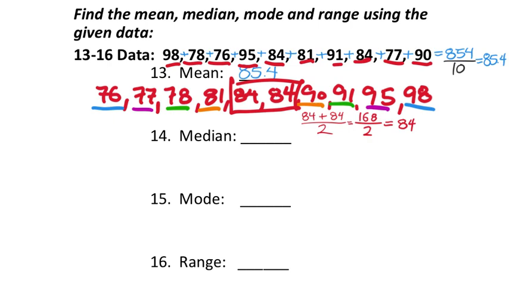And so we see that's the same number, 84 and 84, which means the number that would be right in between these 84s would also be 84, because there is no distance between the two. So there is our median.